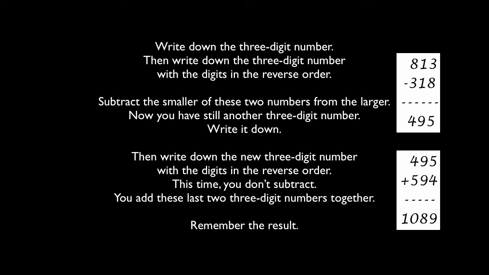Then write down the new 3-digit number with its digits in the reverse order. This time you don't subtract. You add these last two 3-digit numbers together. Remember the result.